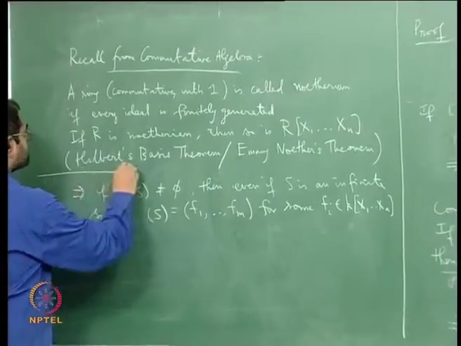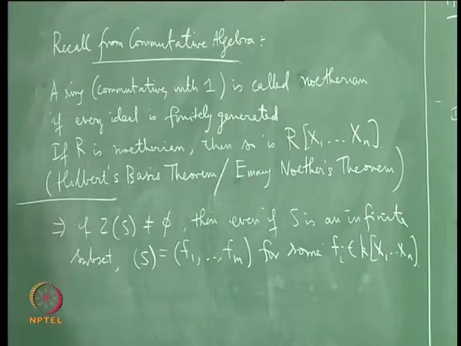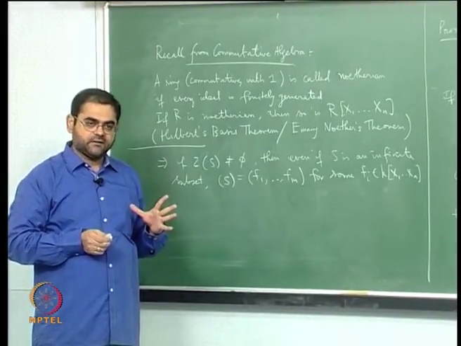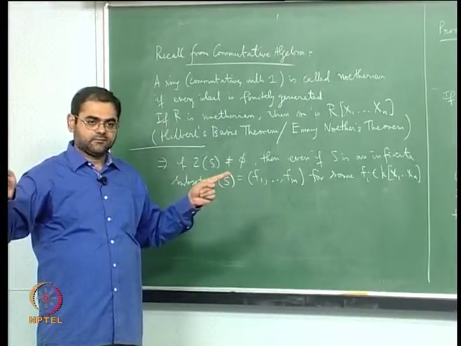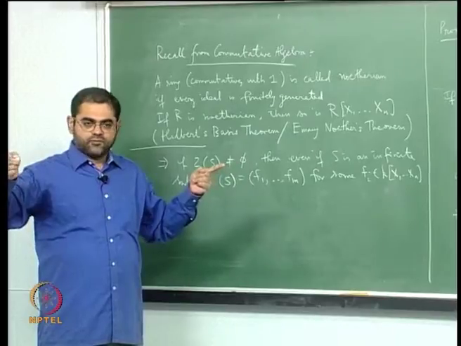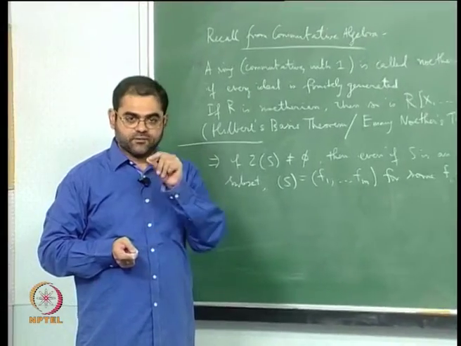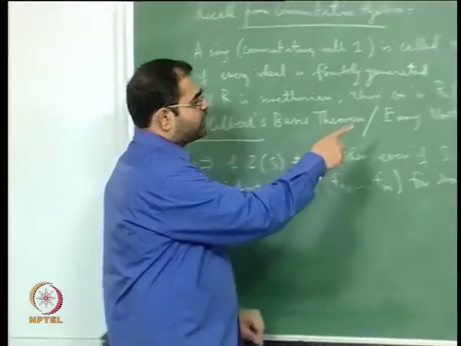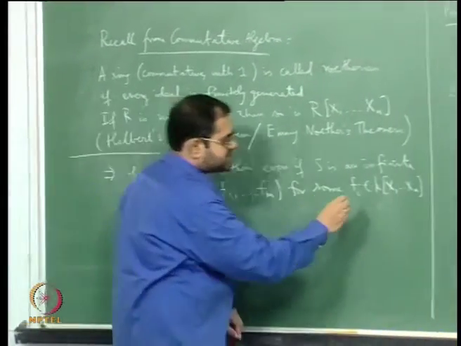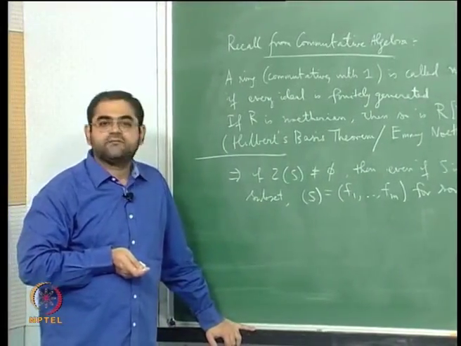What I must remind you at this point is that if I take R equal to a field K, then K is of course Noetherian, because the only ideals in a field are the zero ideal and the full ideal. The zero ideal is finitely generated by the element 0, and the whole field as an ideal is generated by 1. So there are only two ideals, both finitely generated, therefore a field is always Noetherian, and therefore a polynomial ring over a field is also Noetherian by this fact. Therefore this polynomial ring in n variables over a field has every ideal finitely generated.